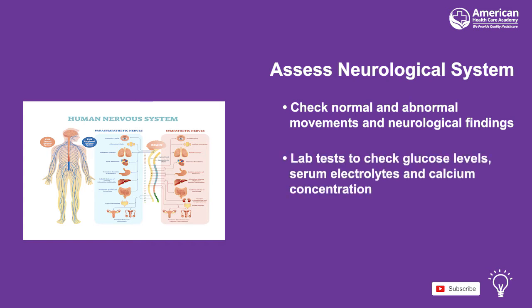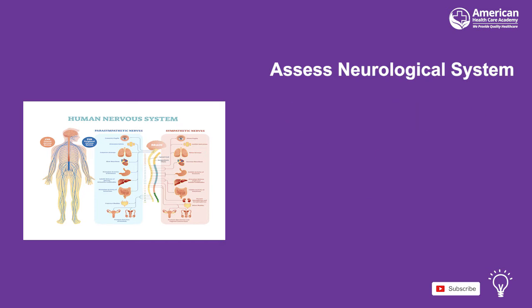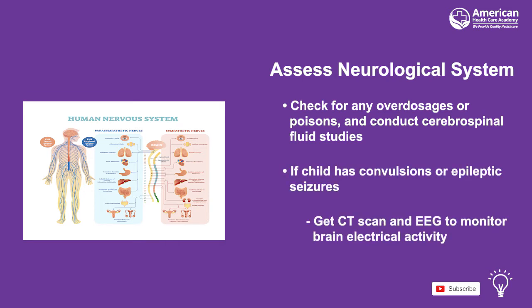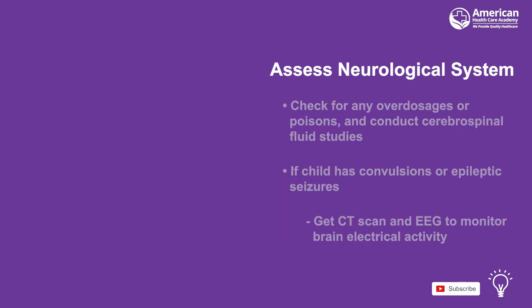Get lab tests to check glucose levels, serum electrolytes, and calcium concentration. Check for any overdosages or poisons, and conduct cerebrospinal fluid studies. Get a CT scan and an EEG to monitor brain electrical activity if the child has convulsions or epileptic seizures.